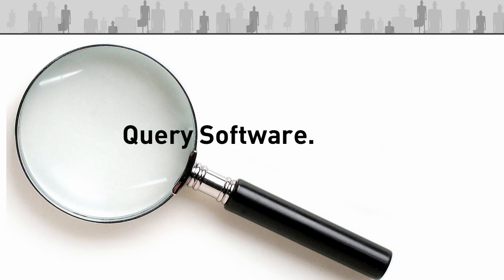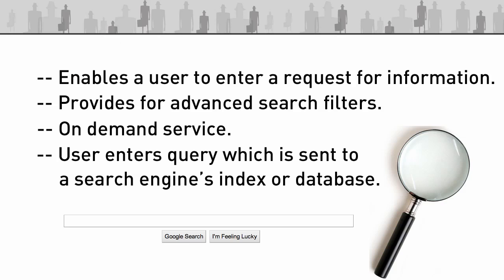A search engine is actually constructed of 3 different types of software. The first type of software we call query software. So the query software is what most people see when they use Google. They go to google.com and they see a field that enables them to enter a keyword and request information on demand. We call this the query software. Query software does provide for advanced search filters. When a user enters a query in the field provided and does a Google search, then what they are doing is requesting that information from Google's index or database.